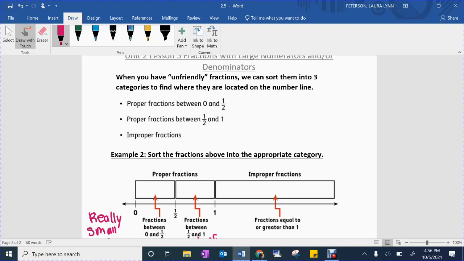Our other option is something kind of towards the 1. So we have proper fractions. So that's when the top number is smaller than the bottom, but the top number is not really small. It's only kind of small compared to the bottom. And our last option is improper. So this is when the top number might be the same as the bottom to make one whole, or it is bigger than the bottom.